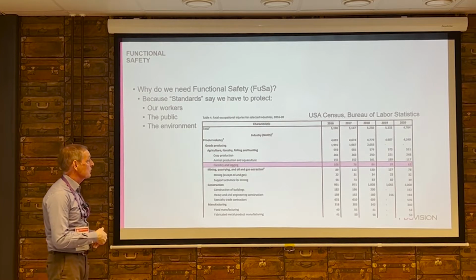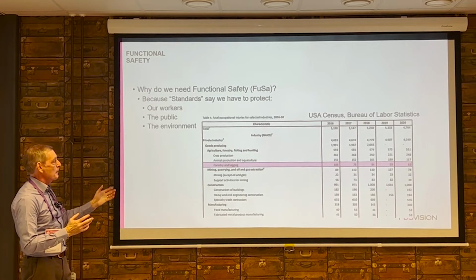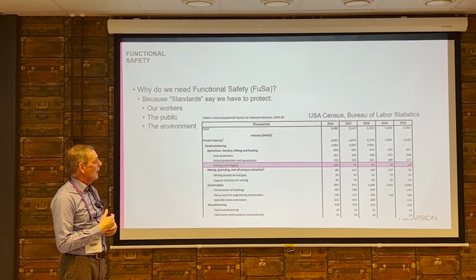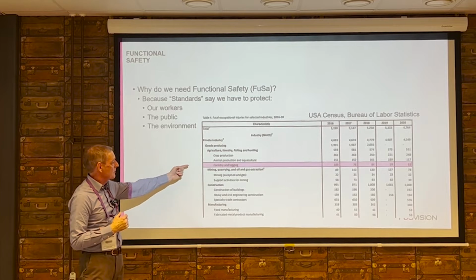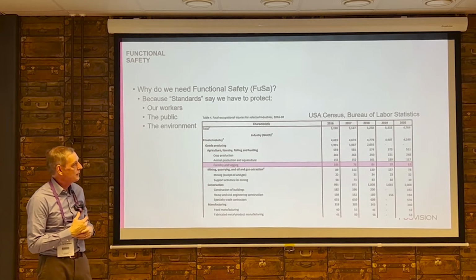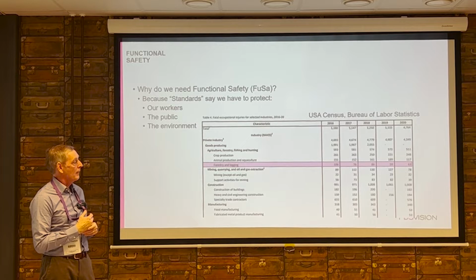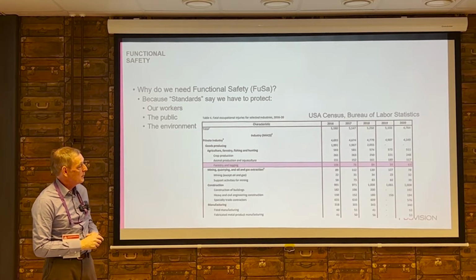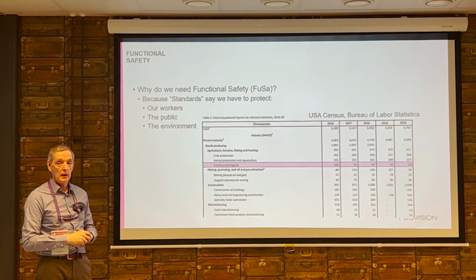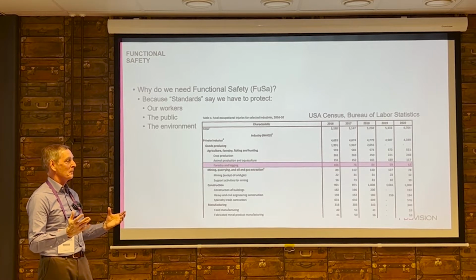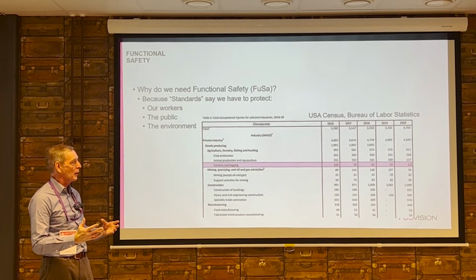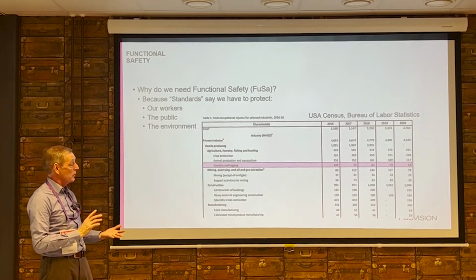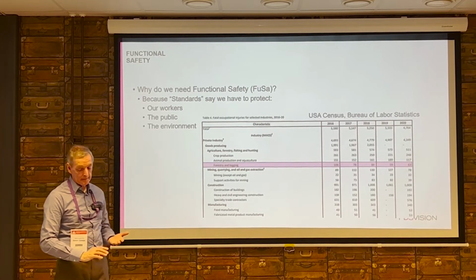And why do we need functional safety? Well, this is an American statistics chart that I dug up from the internet last week. It's interesting that in the US, forestry and logging over the last 5 years has gone from 106 fatalities down to a minimum of 59, but is now on the increase again. So they're not there yet. There's still a long way to go to ensure that we keep these various industries as safe as possible. So we have to protect our workers, the public, and the environment.